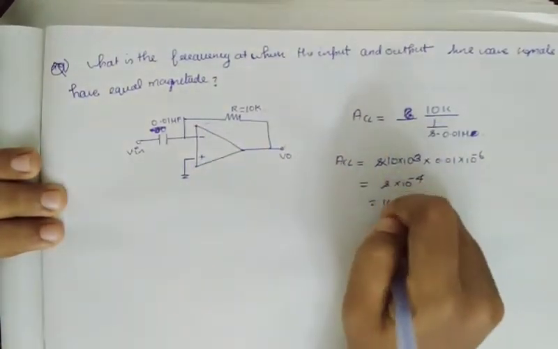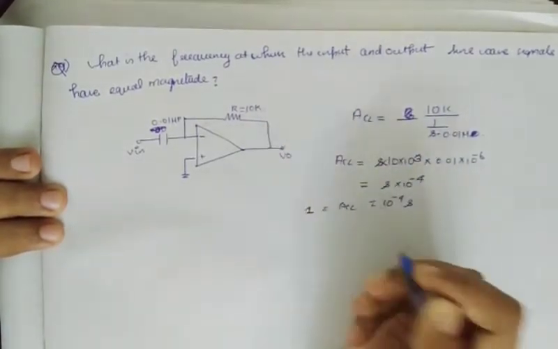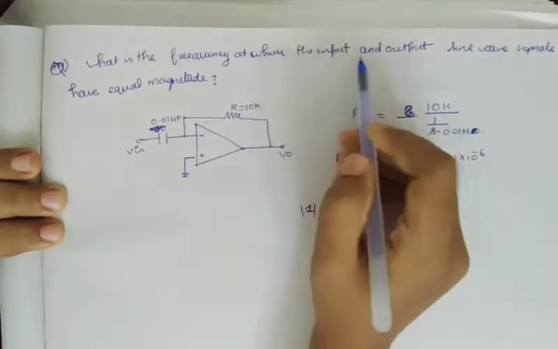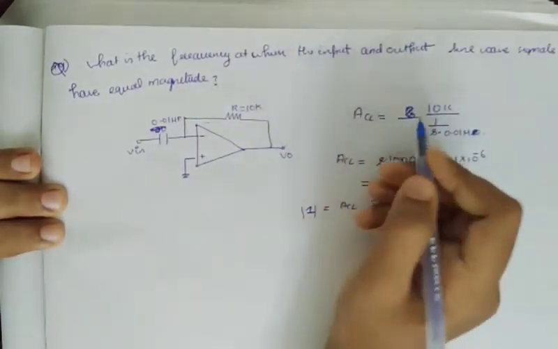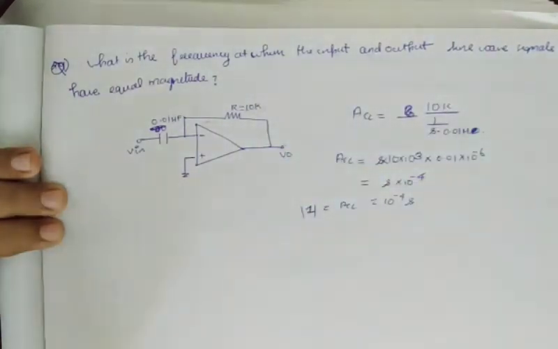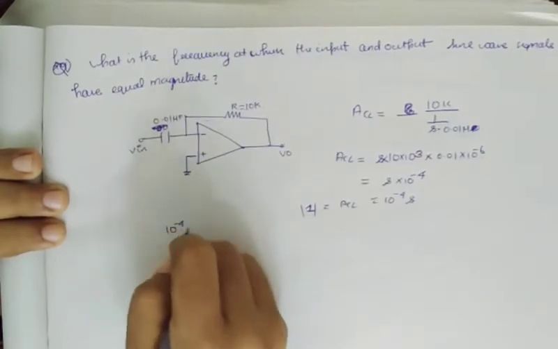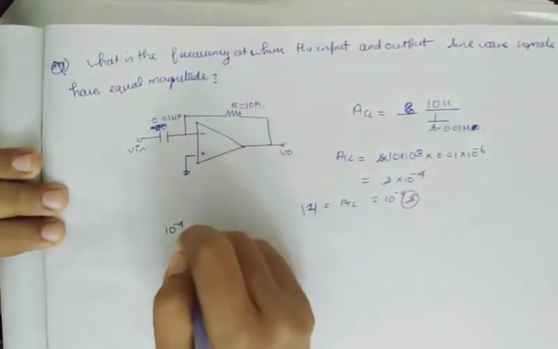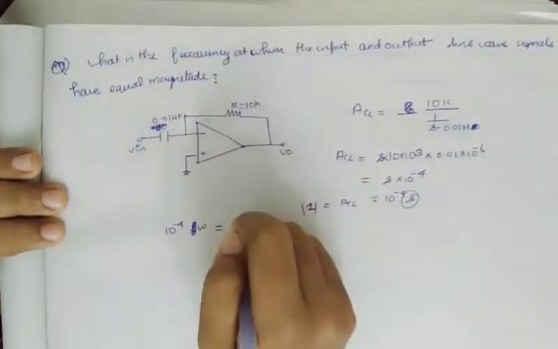And this has to be equal to 1. It is asked what the frequency is at which input and output sine waves have equal magnitude. Equal magnitude means V0 should be equal to Vi, so the closed loop gain should be equal to 1. So 10 raised to minus 4, and instead of S we have to write j omega. We are taking the modulus over here, so I'll just write omega equal to 1.